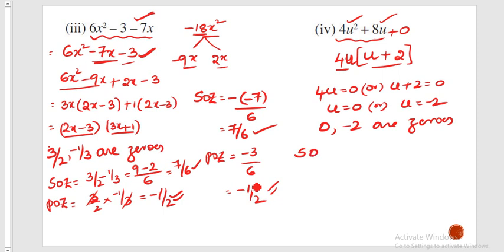From this I am going to find the sum of zeros and the product of zeros. What is the sum of zeros? 0 minus 2, which is nothing but minus 2. Next, product of zeros is given by 0 into minus 2, which gives me 0.